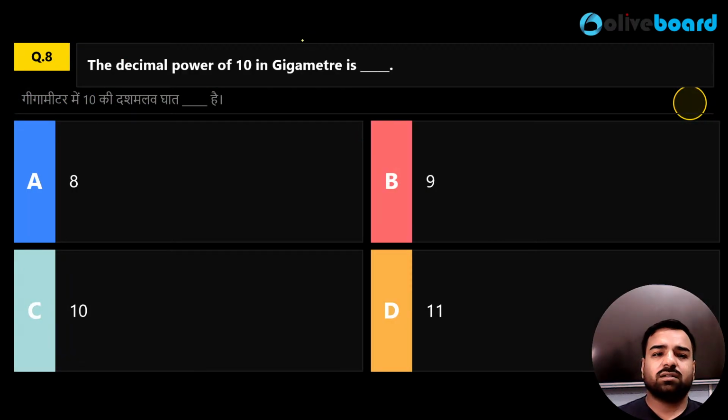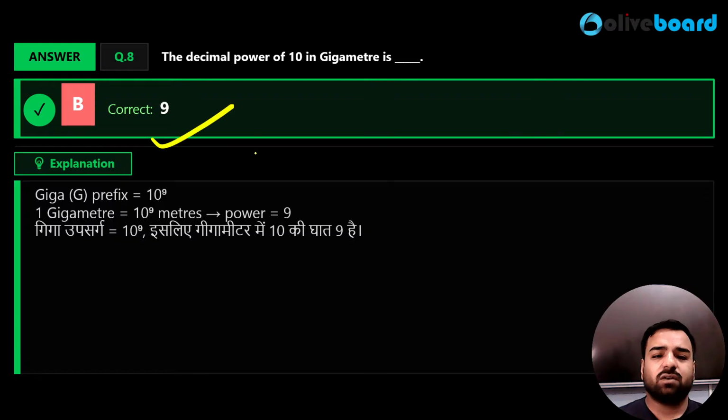Gigameter is equal to what? So the power of 10 in gigameter, that's 10 to the power 9. For the mega, it's 10 to the power 6. Right, Abhinav? So 10 to the power 9 is for giga.